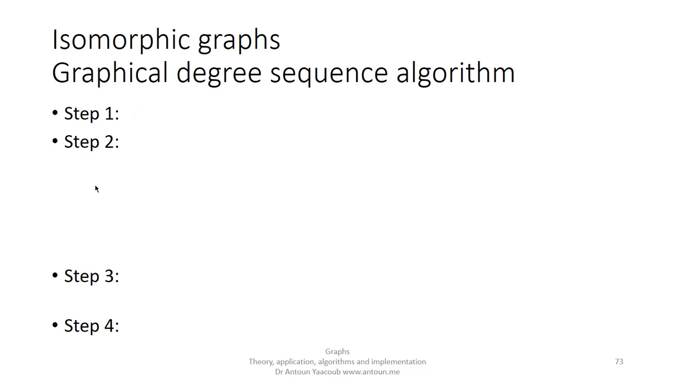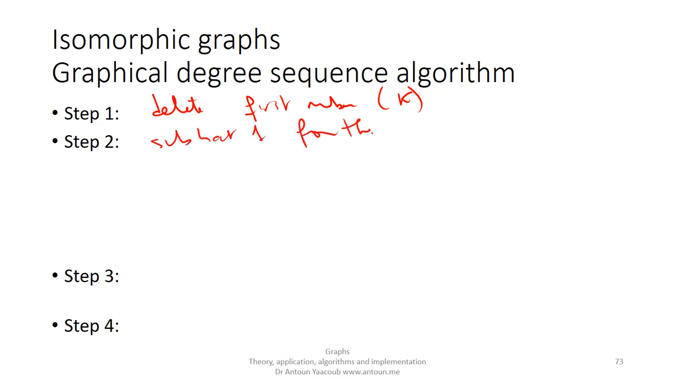So obviously there's an algorithm to check whether a degree sequence is graphical. Given a sequence, how can we check if it's graphical or not? Graphical means I can draw the graph using the sequence. So this is why we have an algorithm. At first we delete the first number. Let's call it K. What we will do next is subtract 1 from the first K numbers of the sequence.